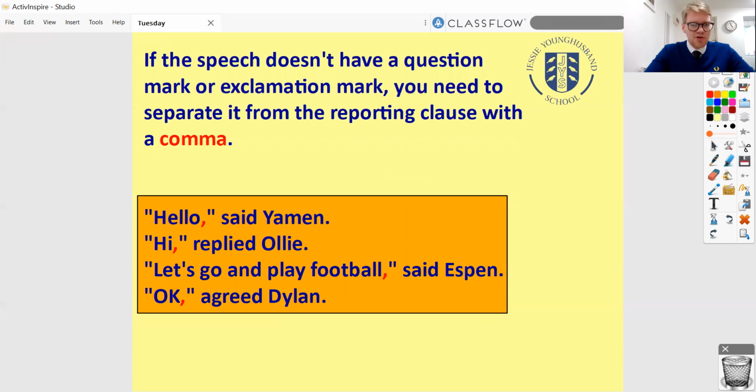And the final little fiddly rule that we looked at is that if the speech doesn't have a question mark or an exclamation mark, we do still need another punctuation mark to separate that from the rest of the sentence, or what we're calling the reporting clause. And so we do that with a comma. If it doesn't have a question mark or an exclamation mark, we need a comma to separate it from the reporting clause.